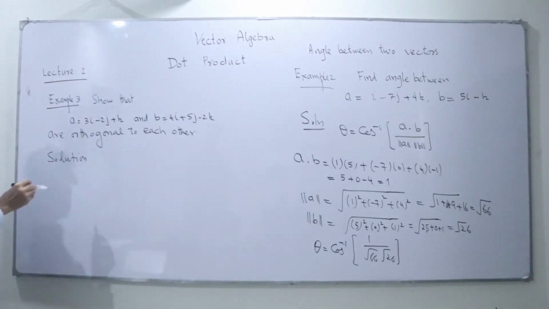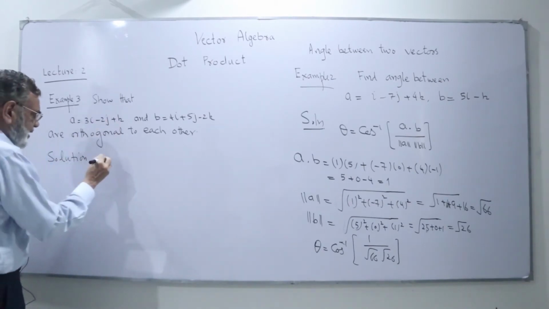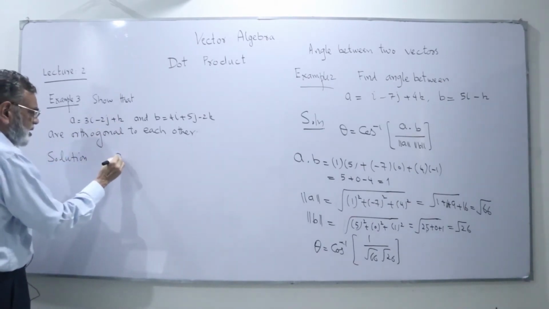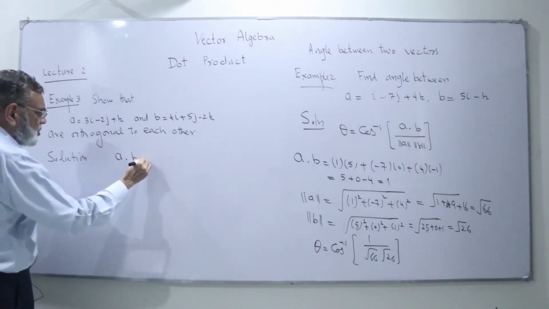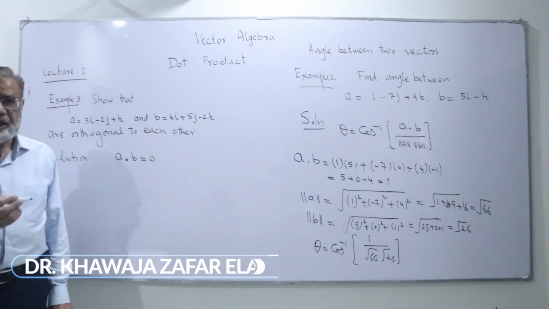Next example, we have two vectors A and B. I want to show that these are orthogonal. We have already seen that when vectors A and B are orthogonal, the dot product is equal to 0. We will find their dot product, and if the dot product is 0, then we say A and B are orthogonal.